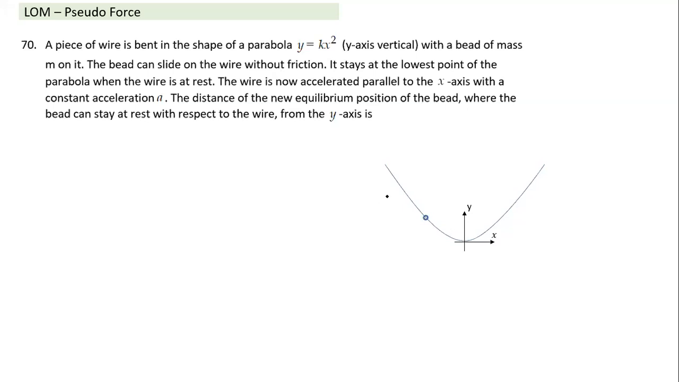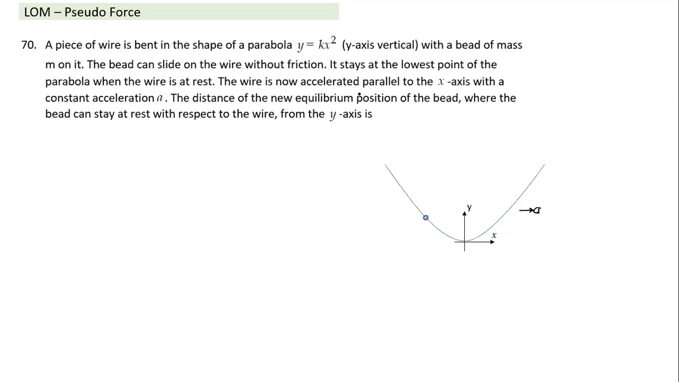Now the question is, if this entire wire is given an acceleration parallel to the x-axis, in the horizontal direction, it will not remain at rest here. There's a particular point on the wire where it will remain in a state of relative rest. What does relative rest mean? With respect to the wire, it will remain at the same position. It will not slide up and down. So that's what we need to find.